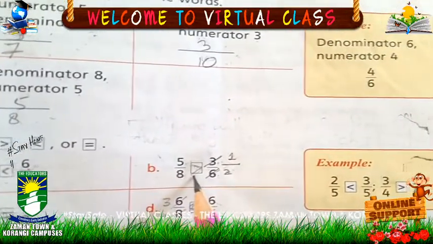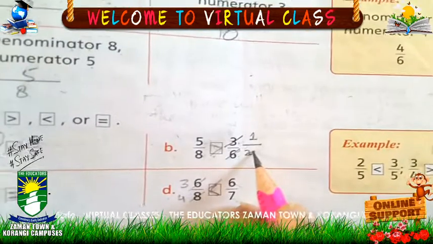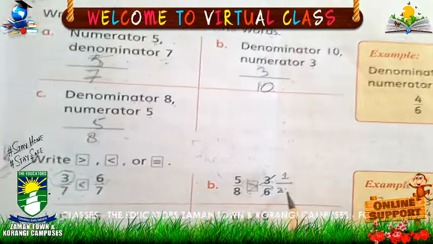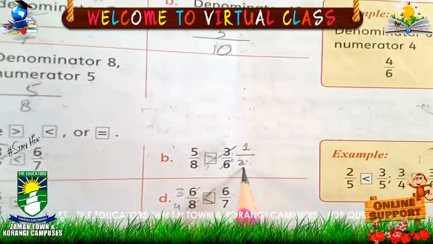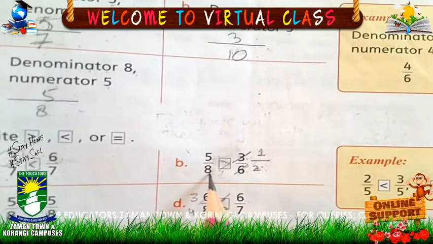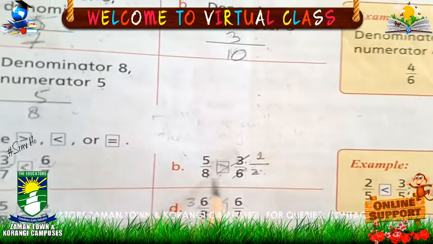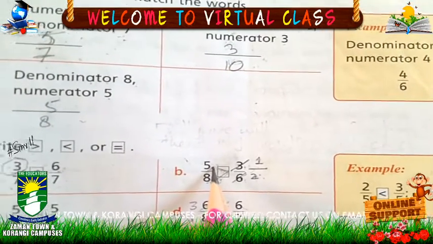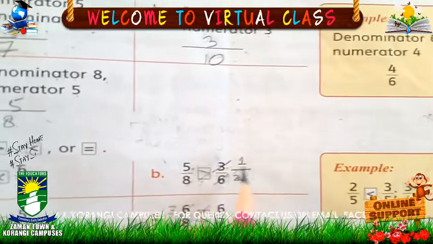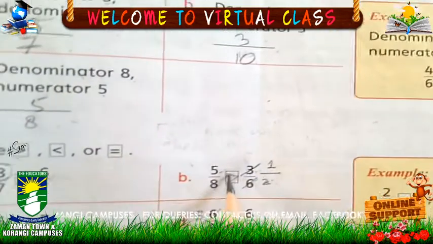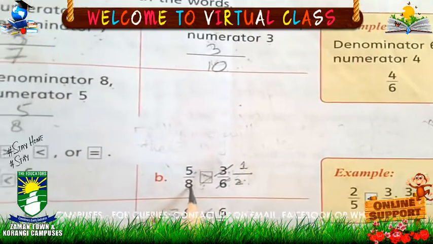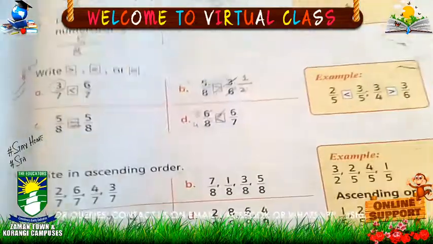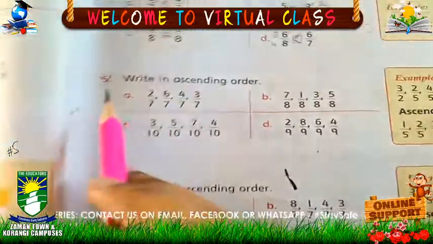Is 5/8 less than 1/2 or is 5/8 greater than 1/2? Tell me. Look here. The denominators are not the same, but the greater denominator here is 8. Now come towards the numerators. 5 is a bigger number than 1, so it is greater. 5/8 is greater than 1/2. Now come towards question number 5.